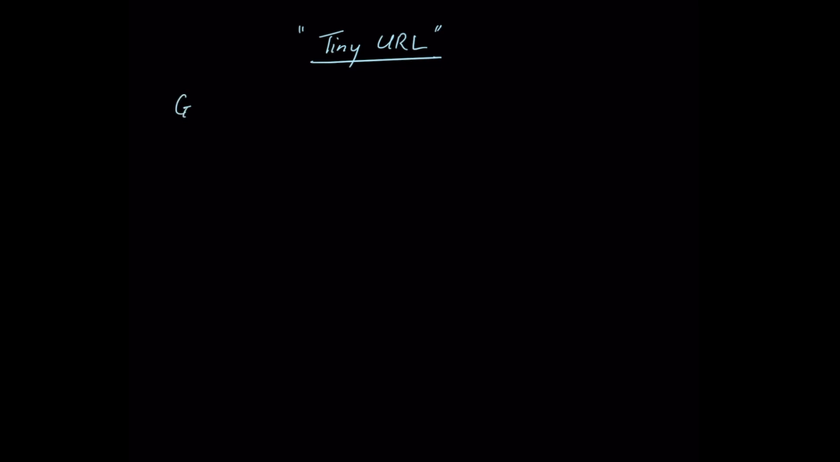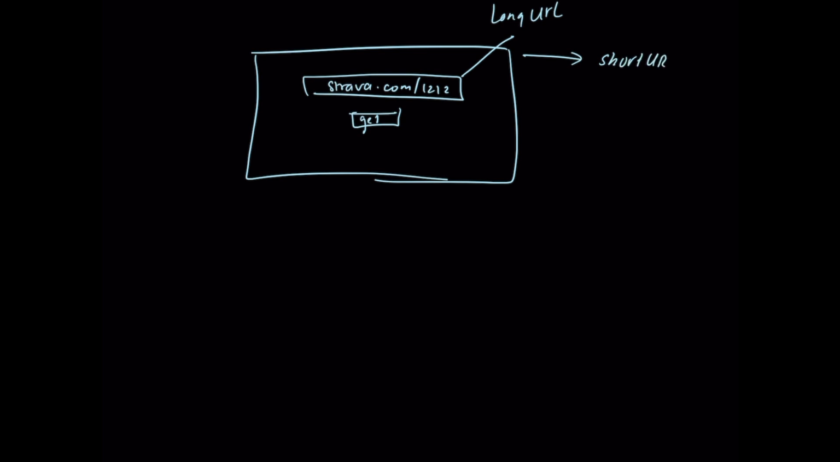The first thing we ever start with is gathering all the requirements. So we'll ask them, what does this system entail? What does this do? For those of you who don't know, the tiny URL is an application in which you put in a long URL, say strava.com/whatever 1212, and you say generate. So it takes in a long URL and converts it to a short URL. So we can call this, like, tiny URL/123.